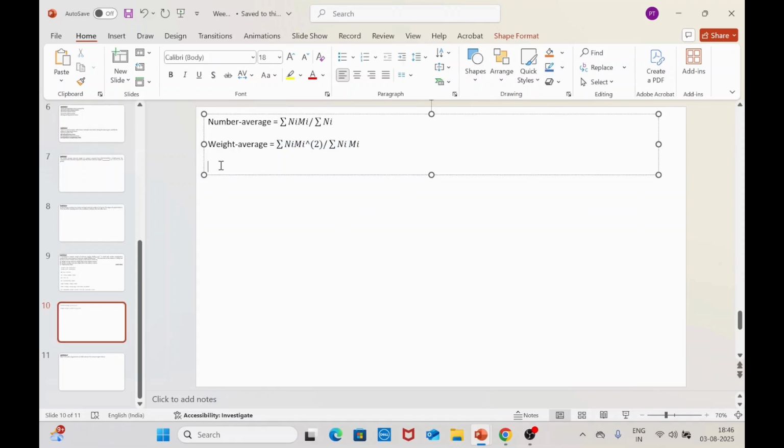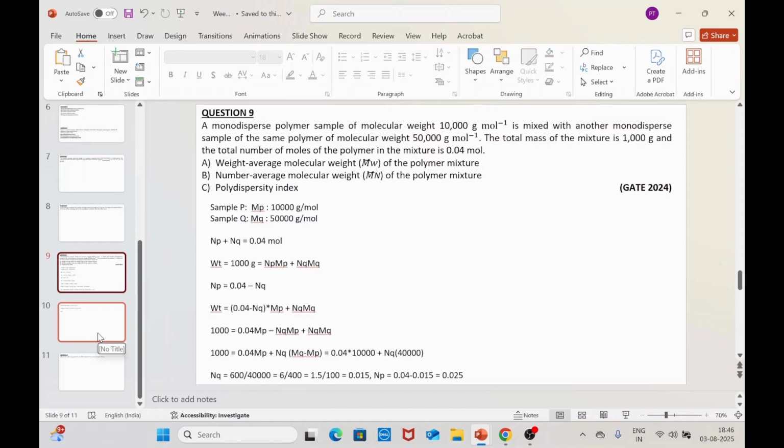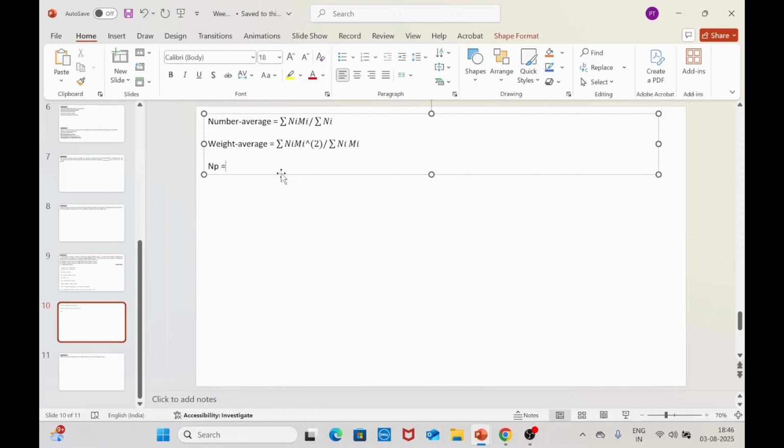I'm going to again write down the values here. NP is 0.025. NQ is 0.015. MP will be 10,000 and MQ is 50,000, again gram per mole, and these are just moles. So the value of number average and weight average.